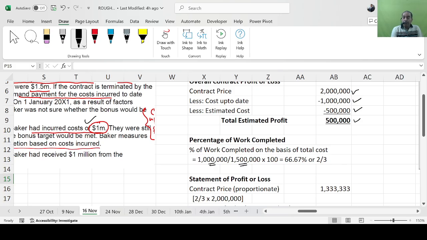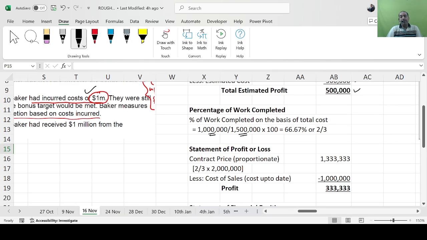So $1 million divided by $1.5 million into 100, that gives me a percentage of 66.666%, which means 66.67%. Or if I want to keep it in fraction, it will be 2/3. Okay, so 2/3 of the total cost has been incurred. That is step number 2.